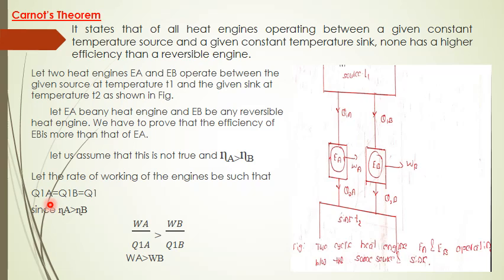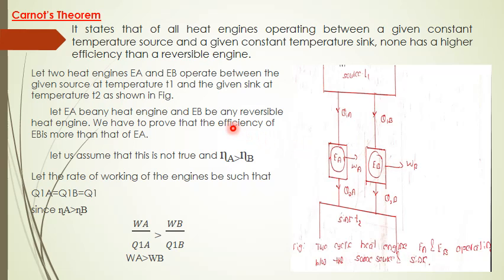Let us prove this. What we are going to prove here is that Carnot engine efficiency is higher than other engines. It is a standard. So let us prove this. Let two heat engines EA and EB operate between the given source at a temperature T1 and sink at temperature T2, as shown in the figure. Let EA be any heat engine and EB be any reversible heat engine.